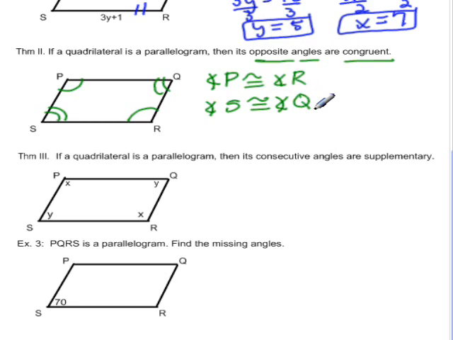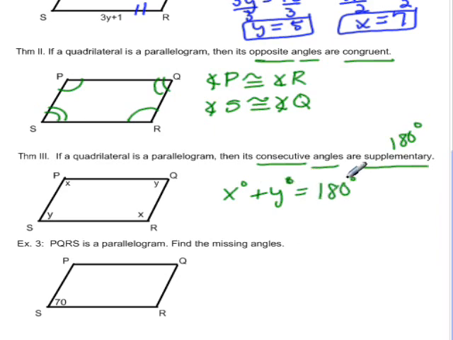Alright, let's look at the third theorem. If a quadrilateral is a parallelogram, then its consecutive angles are supplementary. What does supplementary mean? You're right, 180 degrees. Consecutive angles are angles that are right beside each other, not across from each other, not opposite, like in theorem 2. In this example, it'll be the x's and the y's. So we could write down that x degrees plus y degrees would give us 180 degrees.